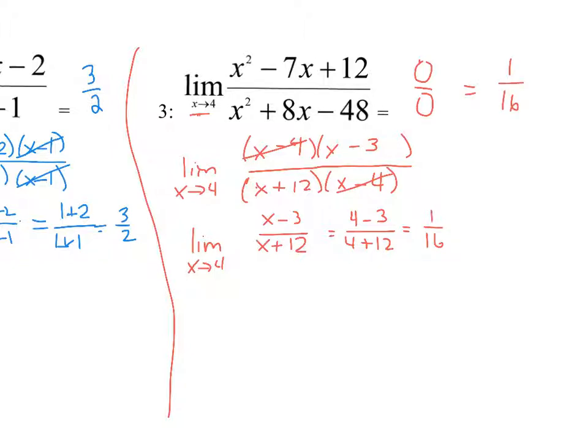So it's kind of interesting. All these problems, when I plugged it in, I got 0 over 0, but I've gotten very different limits for each one, different values. And that's just because when you cross out that factor that's making it 0, you can get pretty much anything.